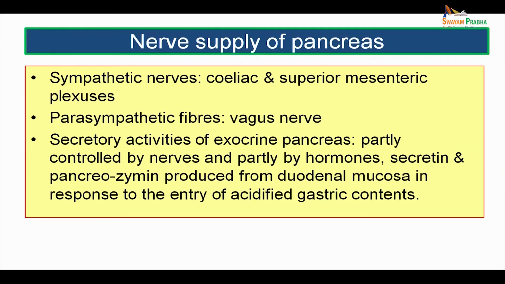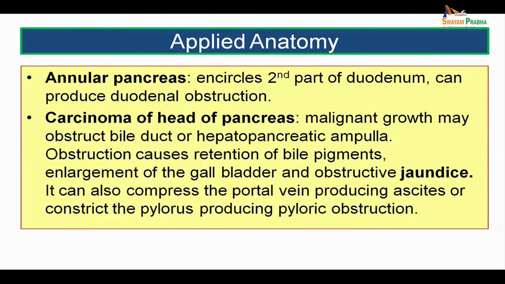Secretory activities of the exocrine part of the pancreas are partly controlled by nerves and partly by hormones like secretin and pancreozymin, produced from the duodenal mucosa in response to the entry of acidified gastric contents. We now go on to see the applied anatomy of the pancreas.